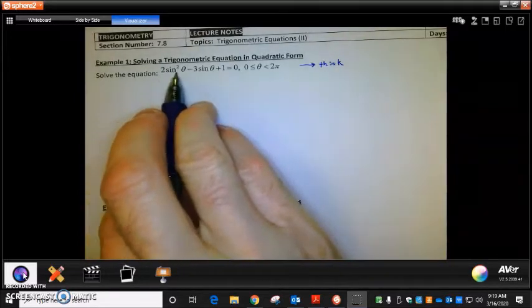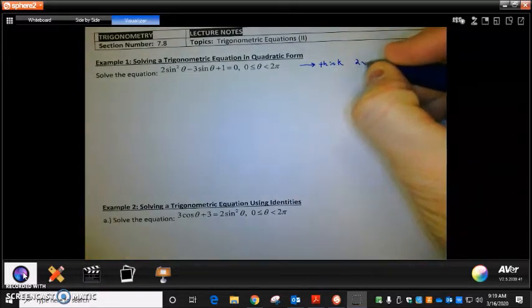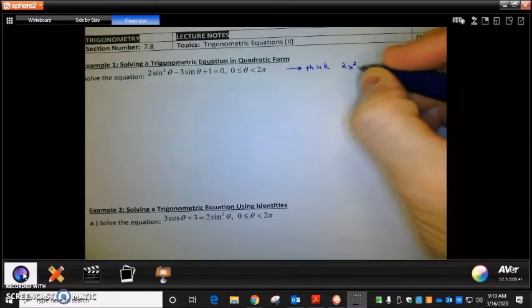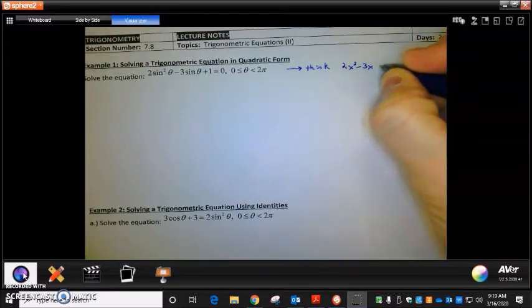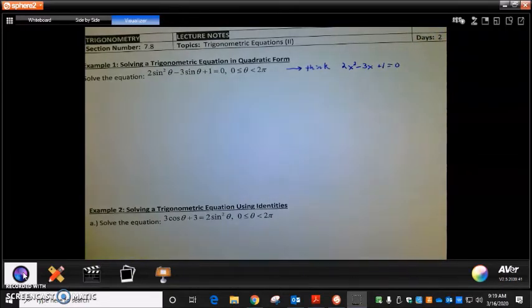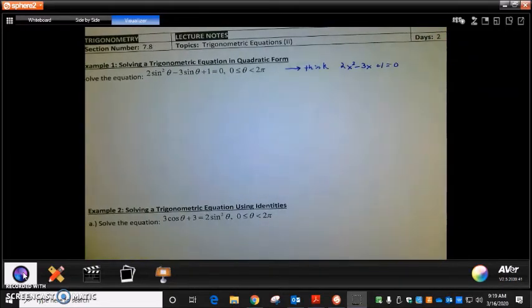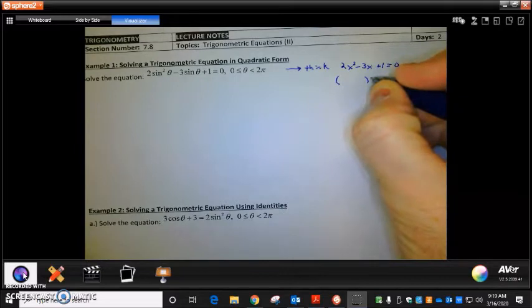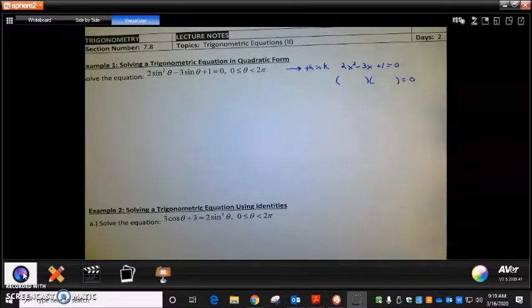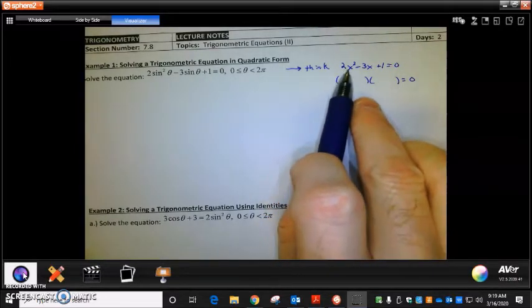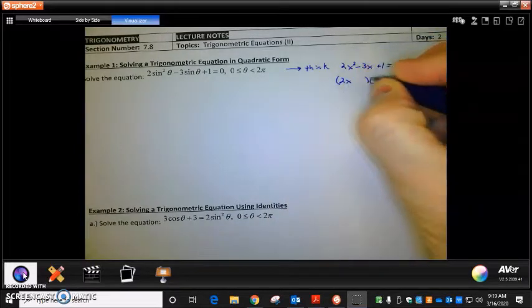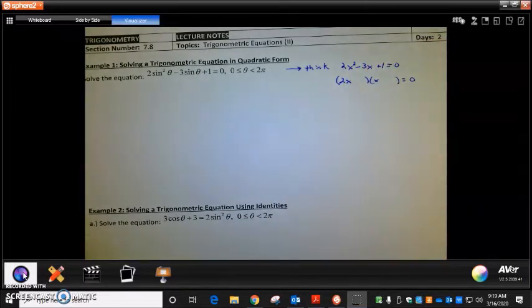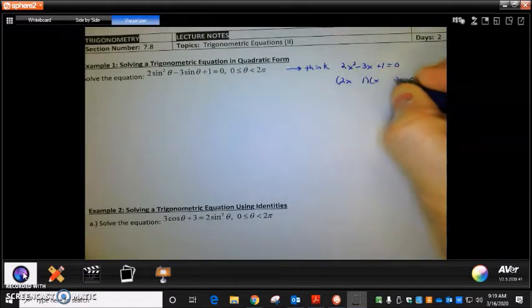Like I could think of this as 2x squared minus 3x plus 1 equals 0. I could think of that as just a normal quadratic equation. If this is what I had, I would factor that. I would factor it into two sets of parentheses. Factors of 2x squared are going to be 2x and x. That's the only way to factor that. The only way to factor a 1 is with a 1 and a 1.